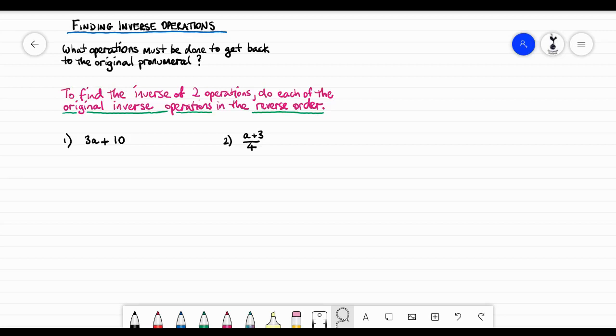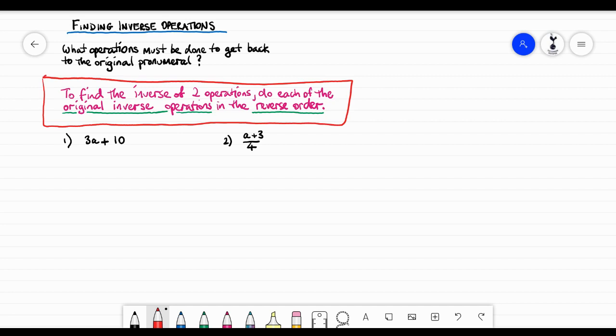In this video, we're going to show how to go from an expression back to a variable when there's more than one step. So the main thing to take away from this video is this rule here, which I'm going to highlight. To find the inverse of two operations, what you need to do is find each of the original inverse operations in the reverse order.